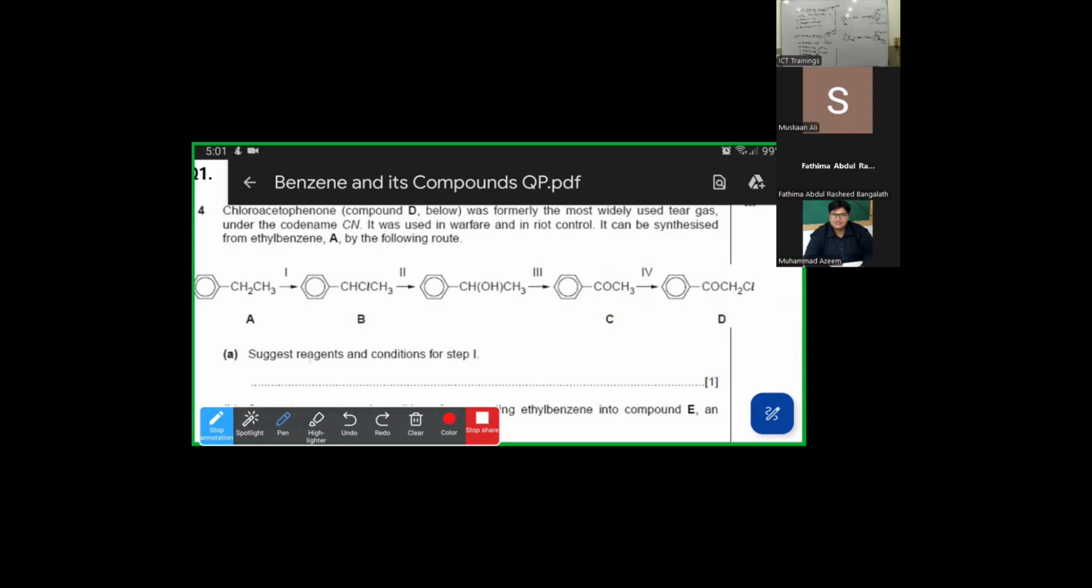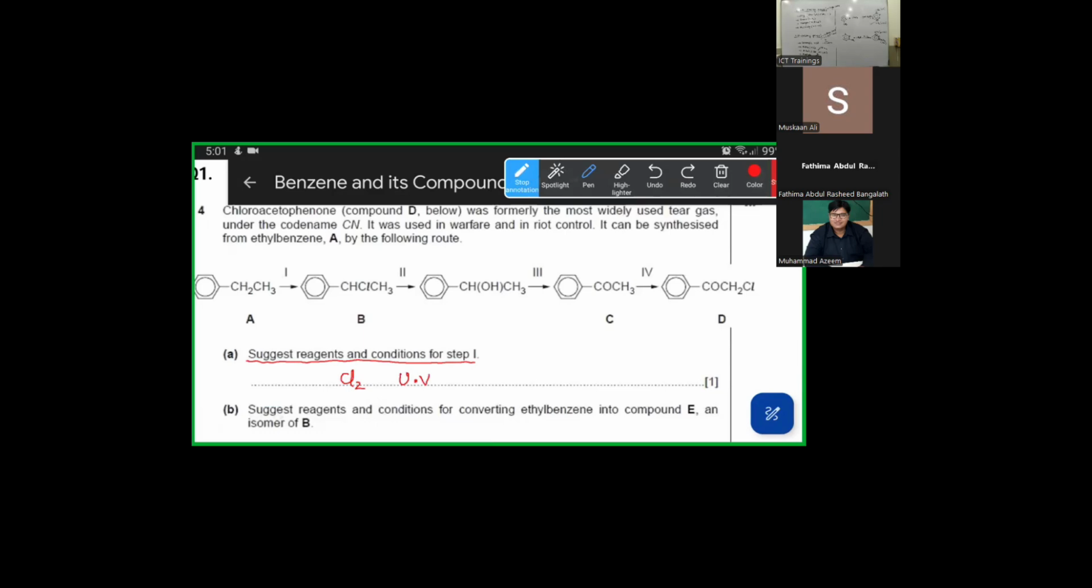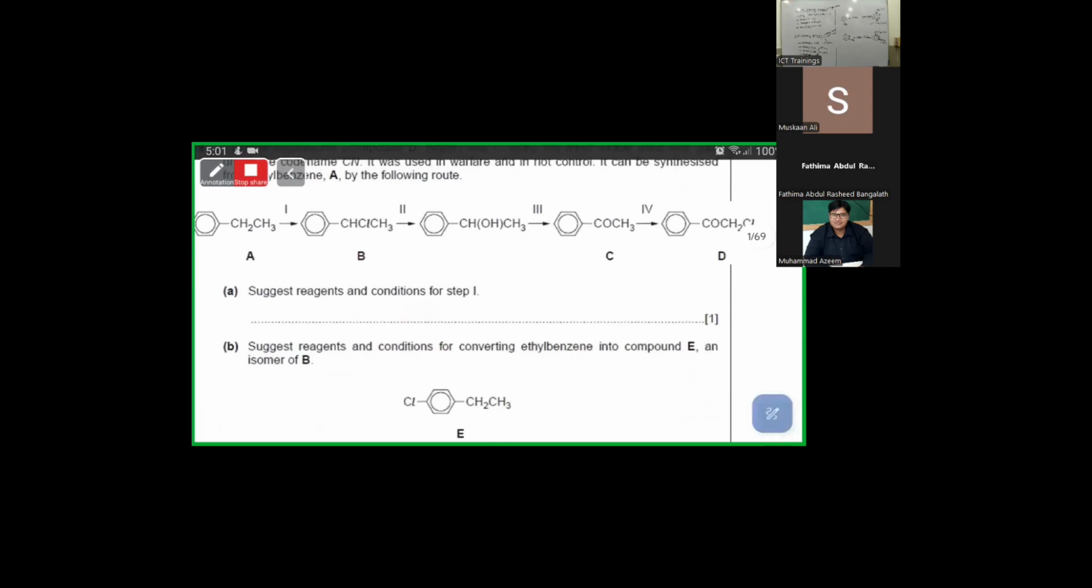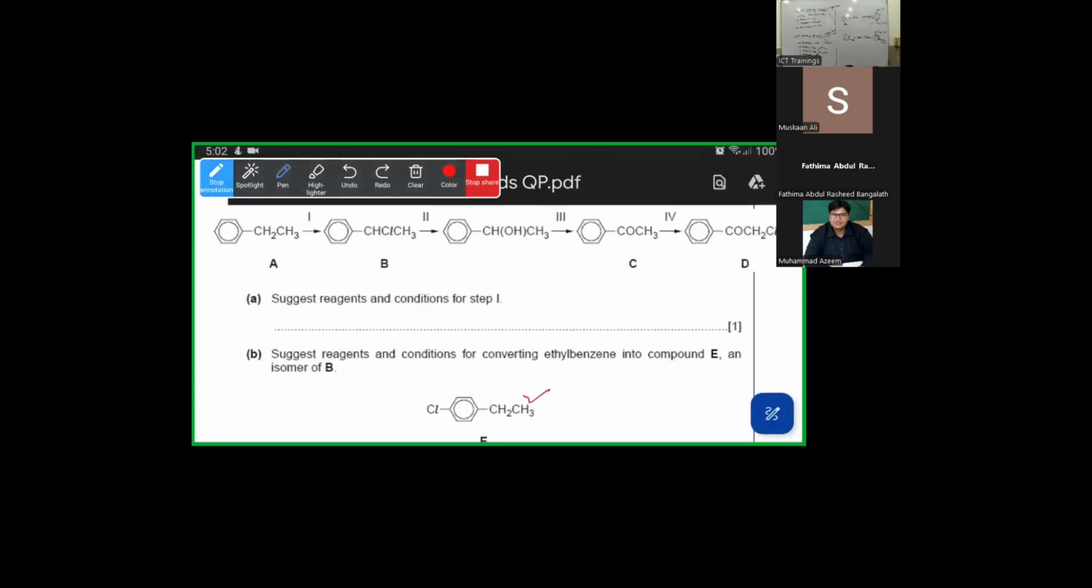Now let's start. Can any one of you suggest a reagent and condition for step one? So this is chlorine with UV light. Did you get it? Okay, now move towards the next question. Suggest reagent and condition for converting ethyl benzene into compound E. So compound E, he has made it up here. This is the compound E. So can you tell me how you could change the ethyl benzene into this compound E?